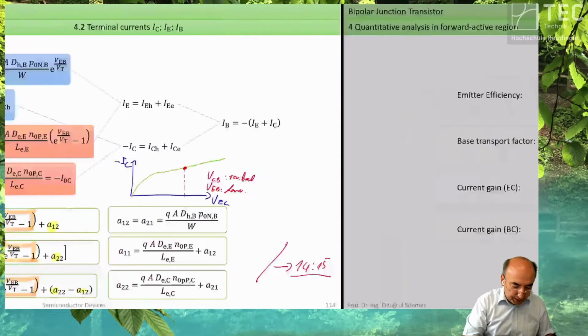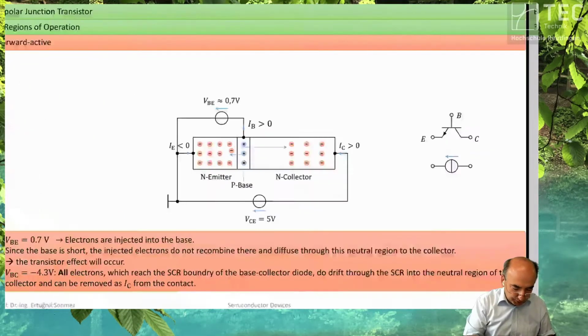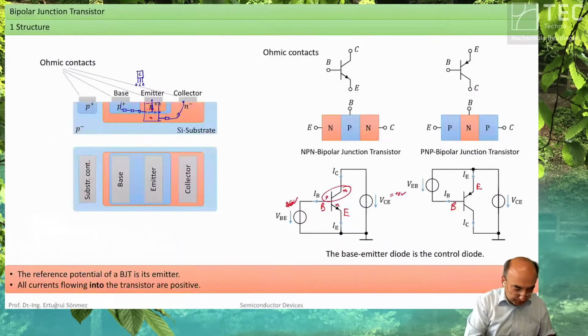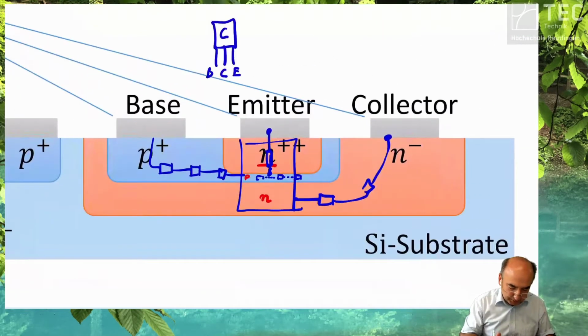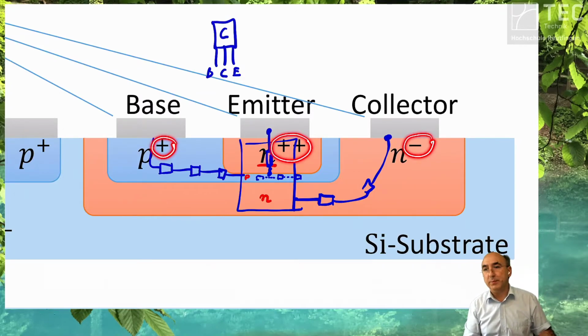Therefore, we have the initial condition. I have said we will come back later. A high emitter doping, less base doping, and even less collector doping. Okay.